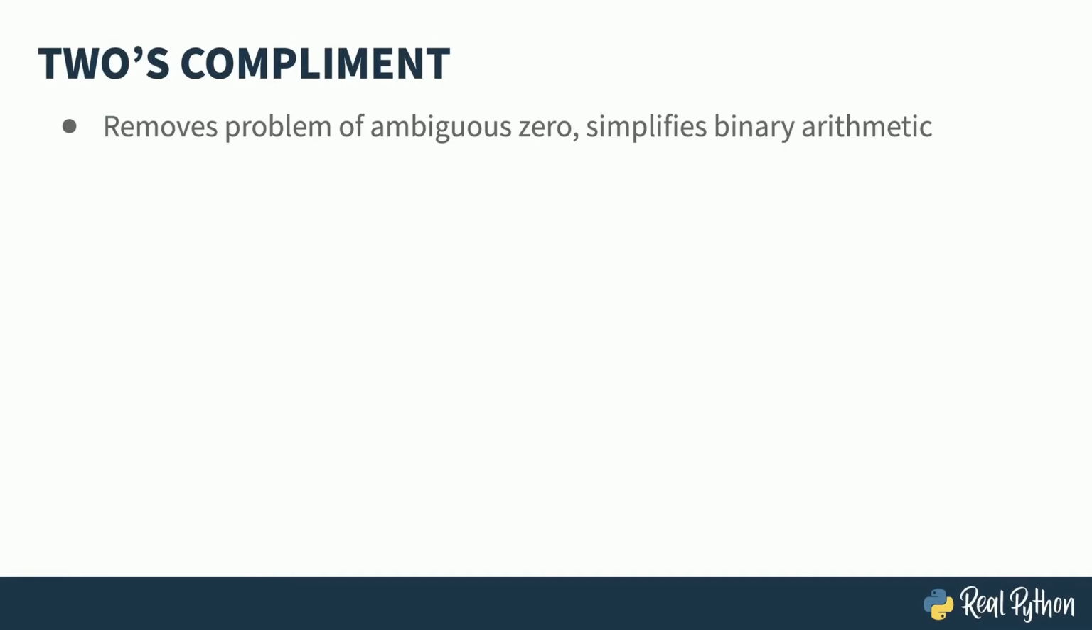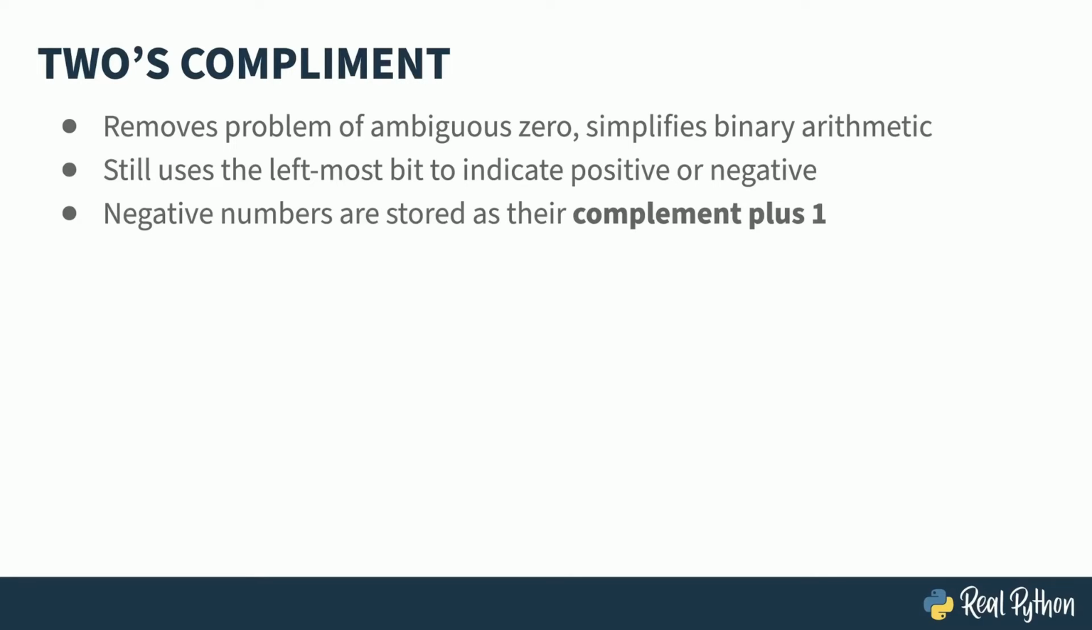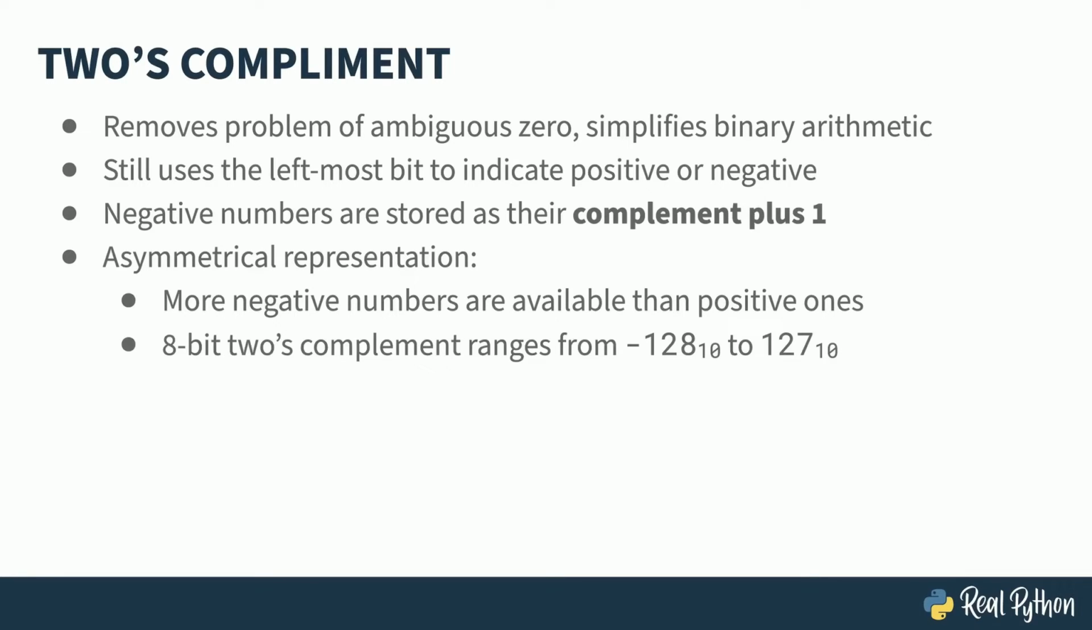What's better than one complement? Well, two complements, of course. This is the most common mechanism for storing negative numbers in modern machines. It removes the ambiguous zero problem and makes a couple of the corner cases in addition easier. The leftmost bit is still used for the sign. Negative numbers are still a complement, but this time they're the complement plus 1. This is called an asymmetrical representation. There are more negative values than positive ones. For an 8-bit byte, the range is minus 128 to positive 127.